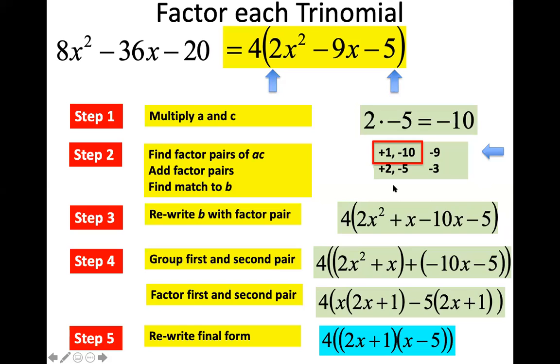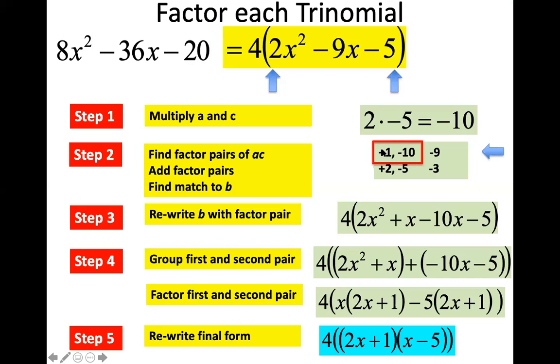So notice the only way when you add those numbers up that you get to a negative 9 is when the 10 is negative and the 1 is positive. Because positive 1 times negative 10 is negative 10. Positive 2 times negative 5 is negative 10.